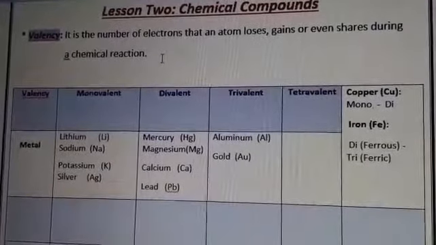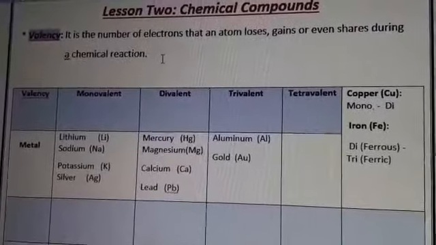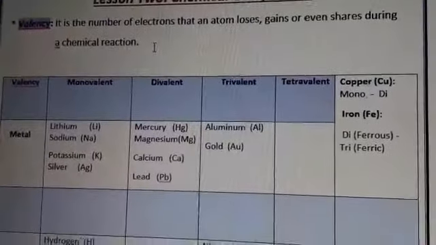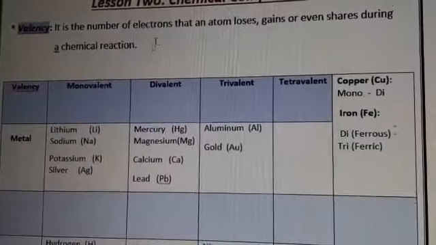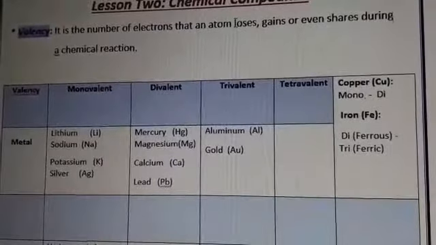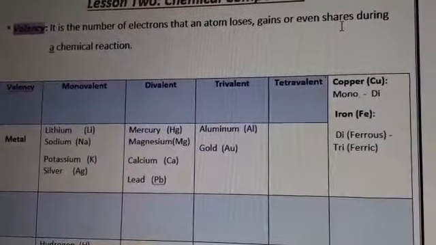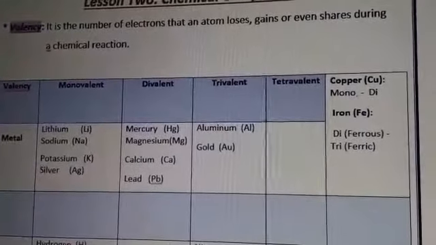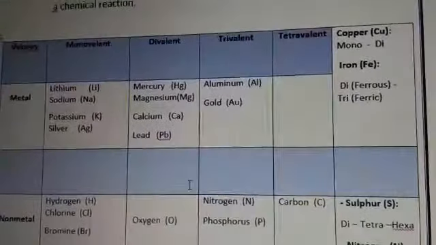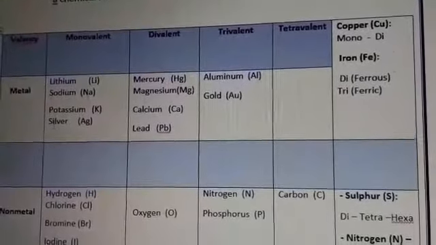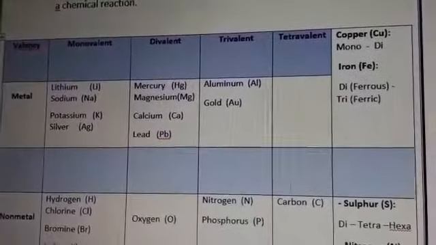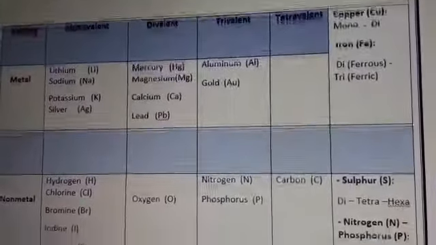And we can know the valency of any element by making an electronic configuration and knowing that the atom can lose or gain or even share an electron or more. We have many valencies for different elements, metal and non-metal, and you have to study it well.